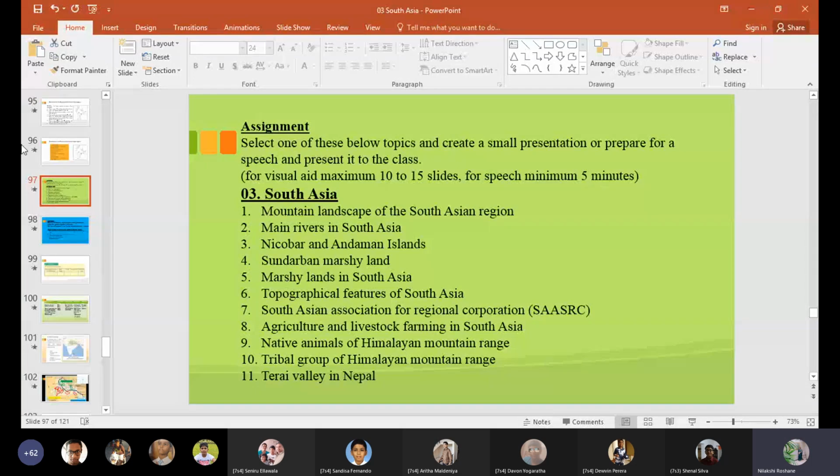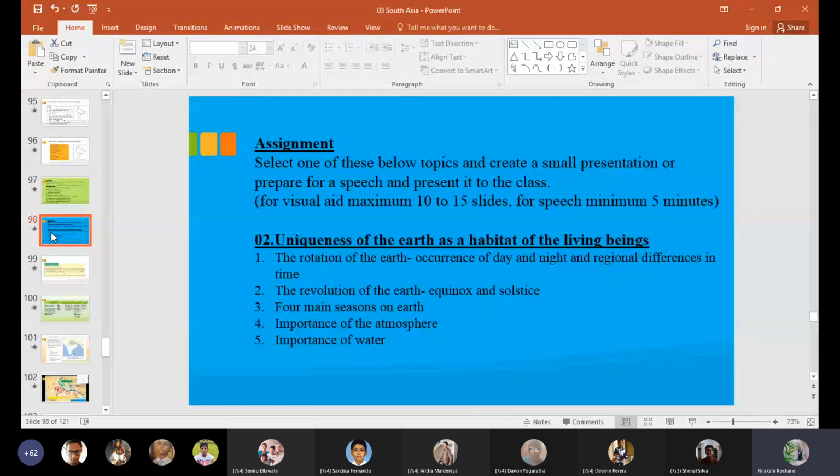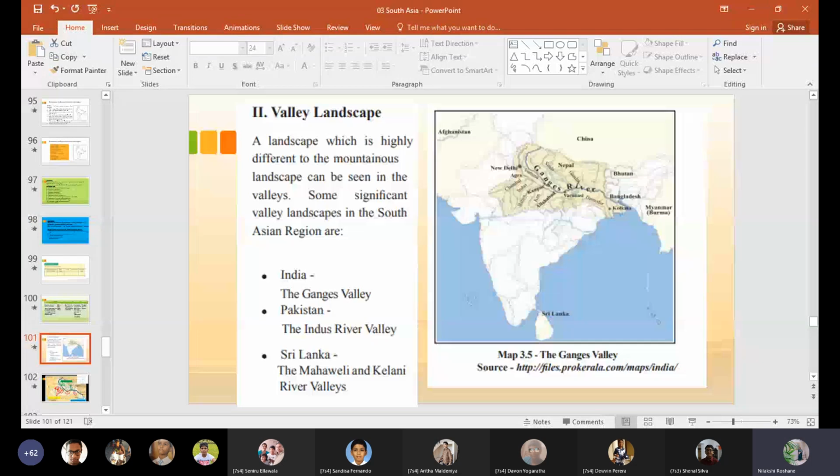So these are the topics that you have. Please select one of these topics and do a small presentation. Next day we are going to discuss the valley landscape. So today I am going to stop the class. It is heavily raining in our area also. Teacher, can you show the headings so that I can take a screenshot? No, I will send it to your WhatsApp group. Don't worry.